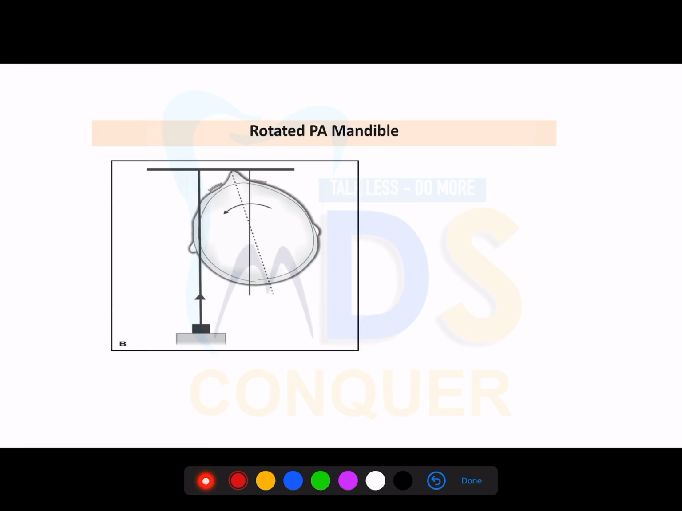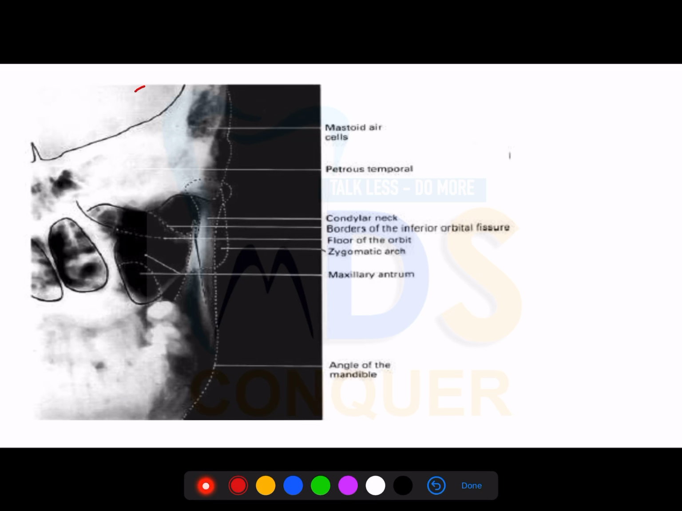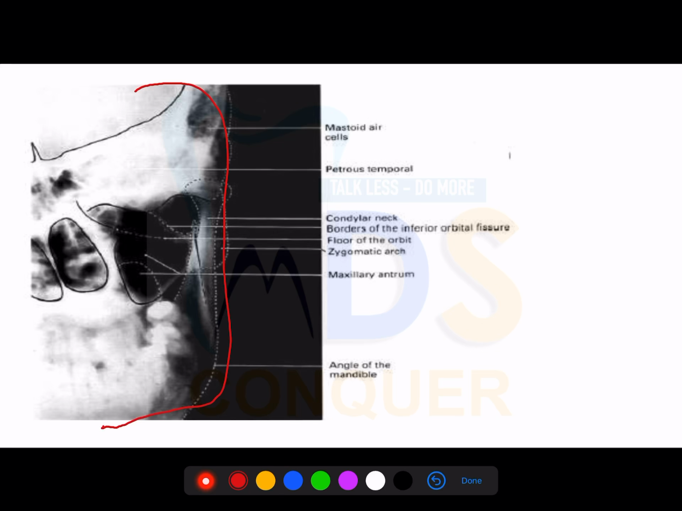Next, this is a rotated PA mandible view, and the most common thing which can be evaluated on this view is the salivary gland, that is, parotid gland calculi. This view can be taken on only the affected side. If you suspect that the patient has a parotid gland calculus on the right side, you take this view for the right side. This is the radiographic view of the rotated PA mandible, mostly useful for evaluating parotid gland calculi.